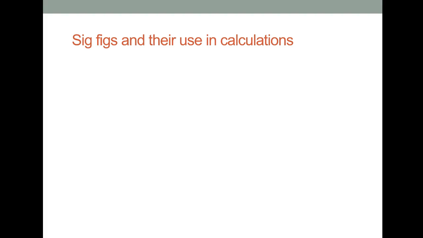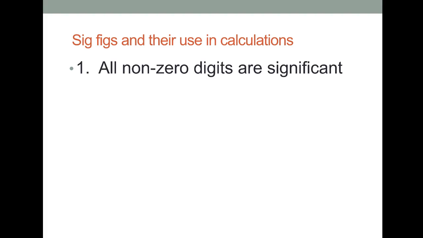All right, when you're using sig figs in calculations, this is where you have to carry through what you know about making the measurements into the calculations. And so you have to identify how many sig figs there are. So there are some rules. First of all, non-zero digits are significant. That means numbers 1 through 9 are significant.